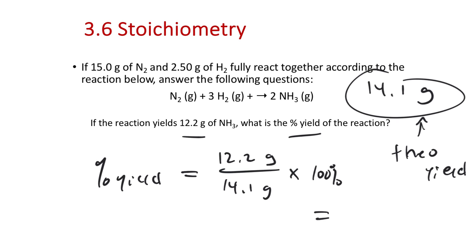It's just saying we're supposed to get 14.1 grams. That's according to the stoichiometry of the reaction. If we run this reaction in the laboratory, we find we only get 12.2 grams. Then our percent yield is just not quite 100%. And it would be, in this case, 86.5%.